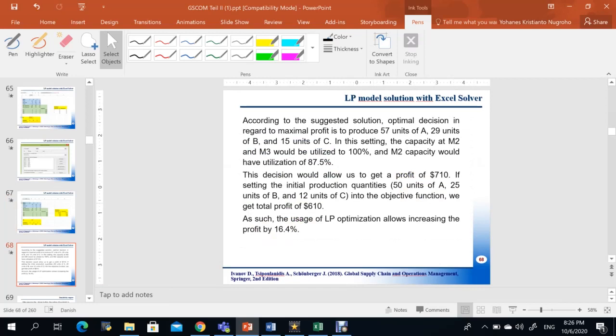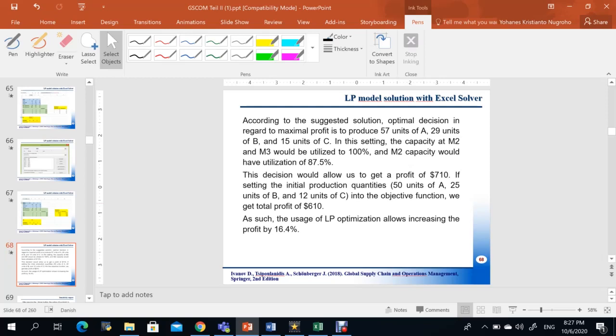According to the suggested solution, the optimal decision in regard to maximal profit is to produce 57 units of A, 29 units of B, because the product is discrete, not continuous. What is a discrete product? Discrete product means that the product cannot be made in fractions. For instance, like a table, we cannot buy half a table. It should be 1, 2, or 3, right? But if the product is continuous, like oil or water, we can do it.